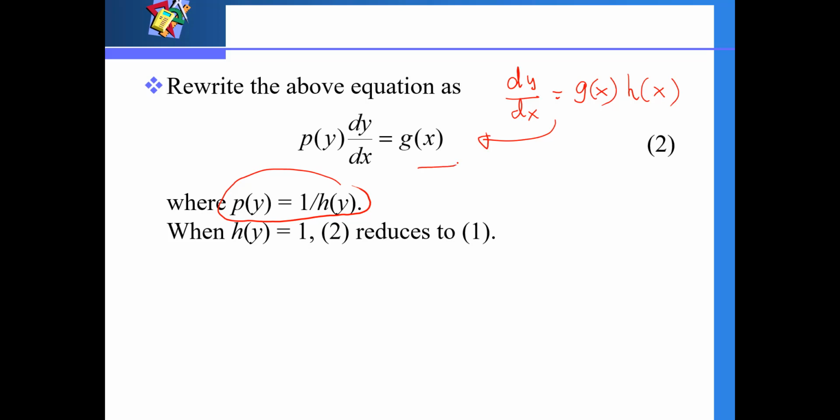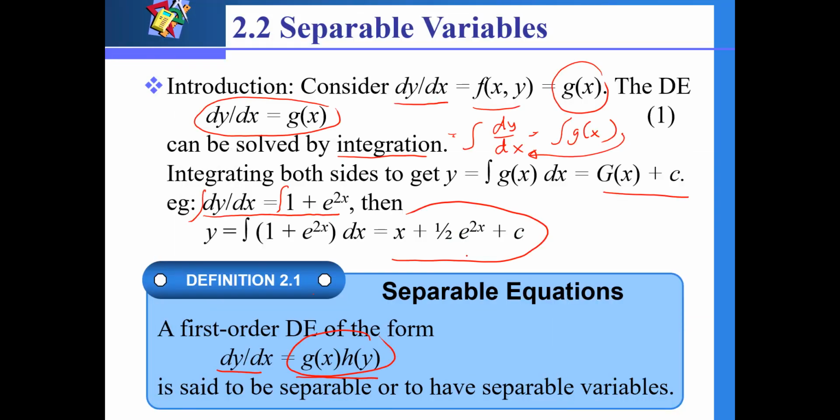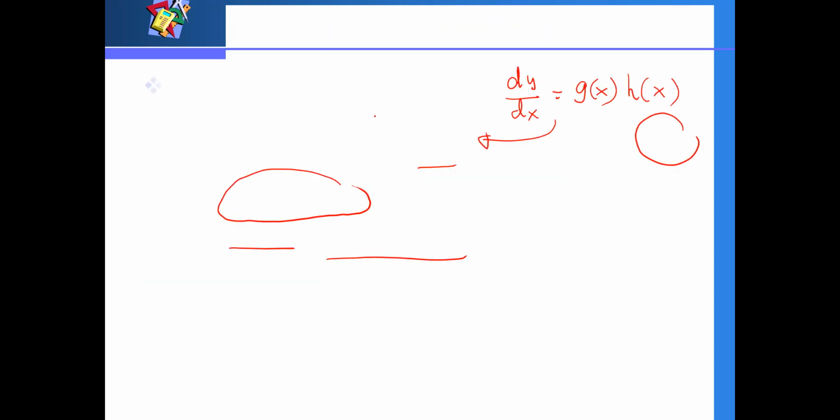Okay. When h(y) is equal to 1, so h(y) is equal to 1, the equation reduces to the previous form, reduced by this one, if h(y) is equal to 1.